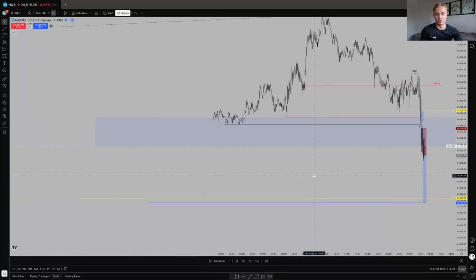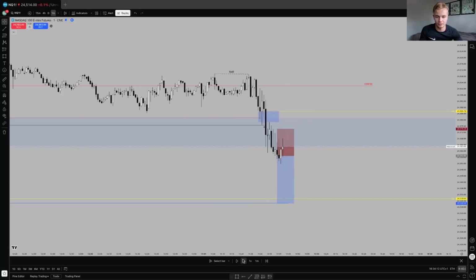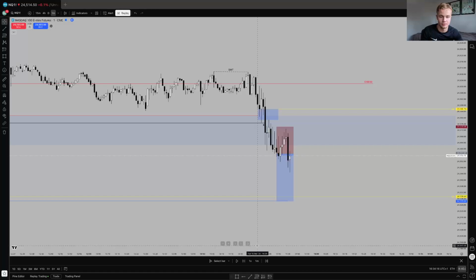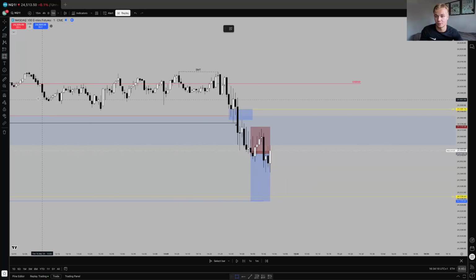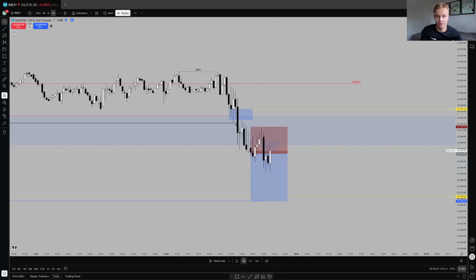At this point, I'm confident we are just going to plow through everything. So I'm waiting. As we know, we are not having internal manipulation. We are just having lower lows, lower highs, lower lows, lower highs. We're on a gap. What do we expect price to do? We expect it to reject. And what do we do? We reject.